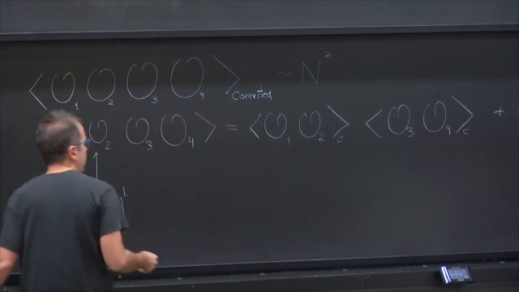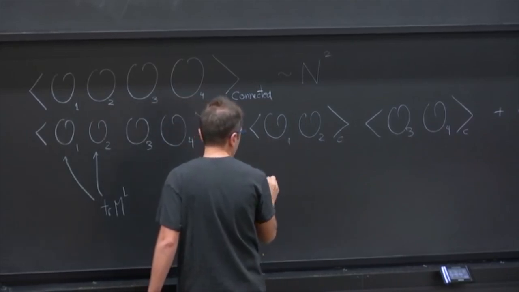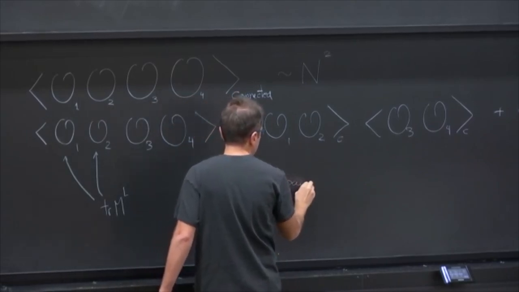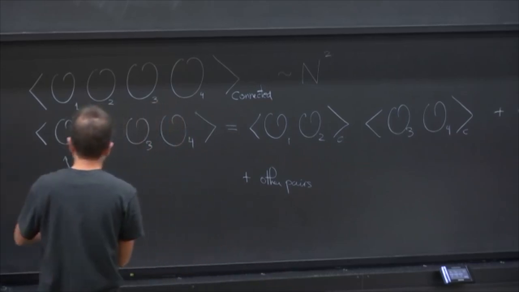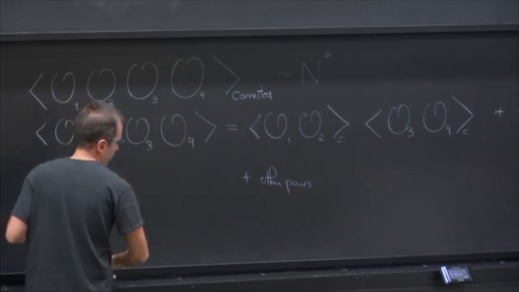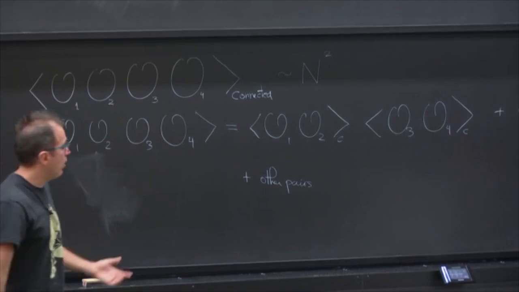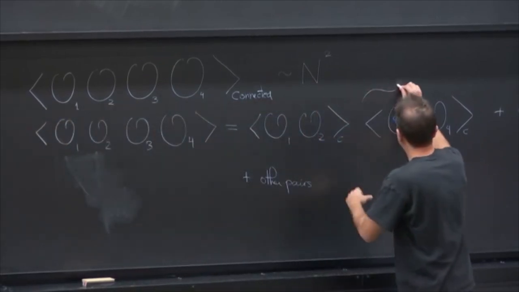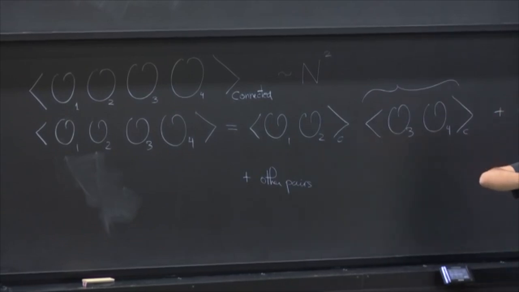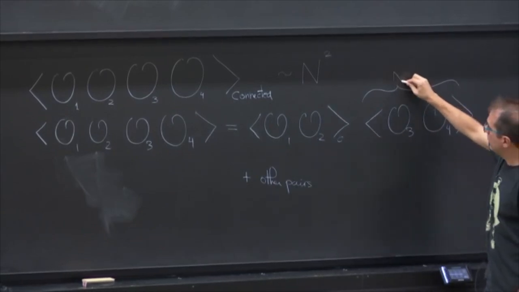It's going to make it a mess. Okay. Plus other pairs. Okay, fine. We can have other pairs. But then we have the disconnected part and the connected part. Now, how does a connected diagram scale? Any connected diagram, N squared.